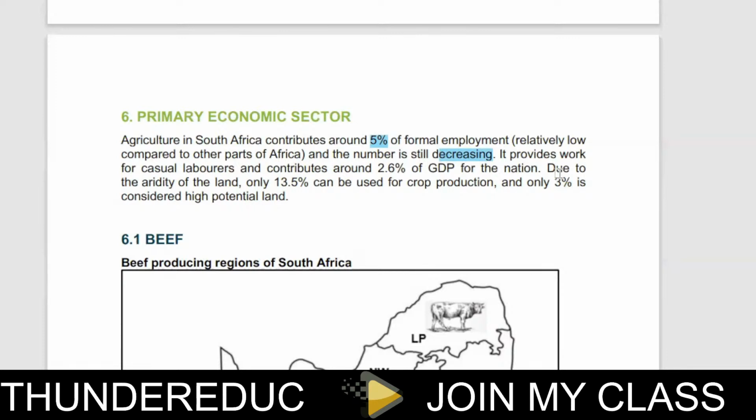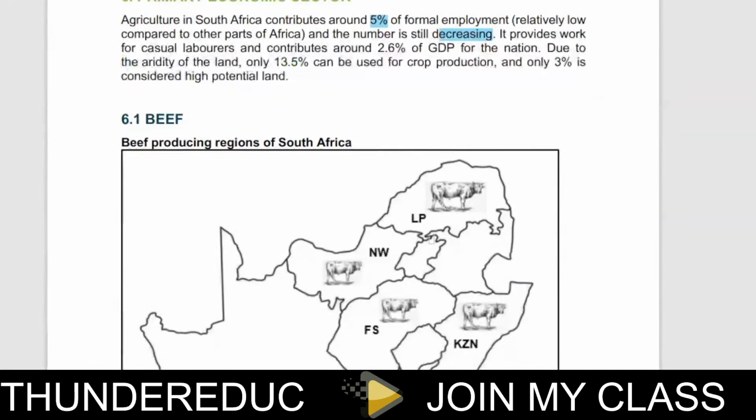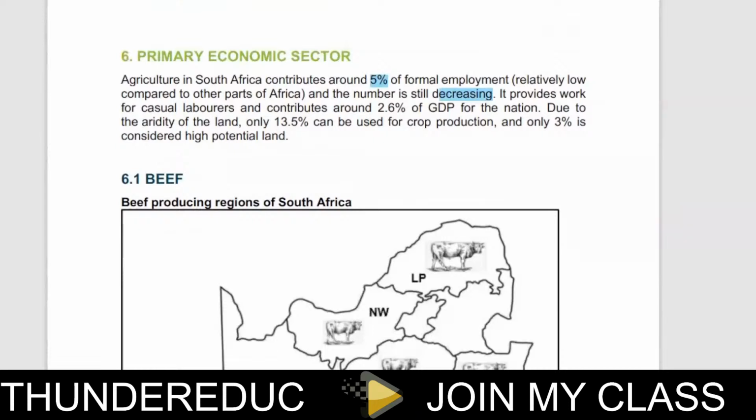So if you look at this 3%, only 13 is being used. Where's the rest? The rest is less productive because it is very dry. So you find it contributing less. Okay. Under this primary sector, there are very many activities that we're supposed to look at.